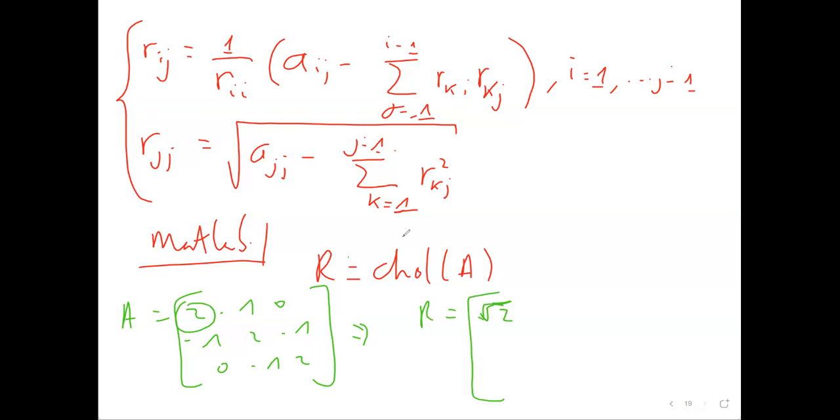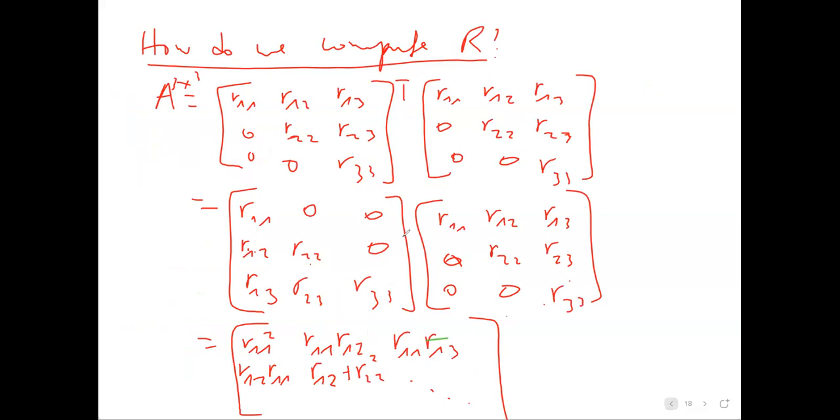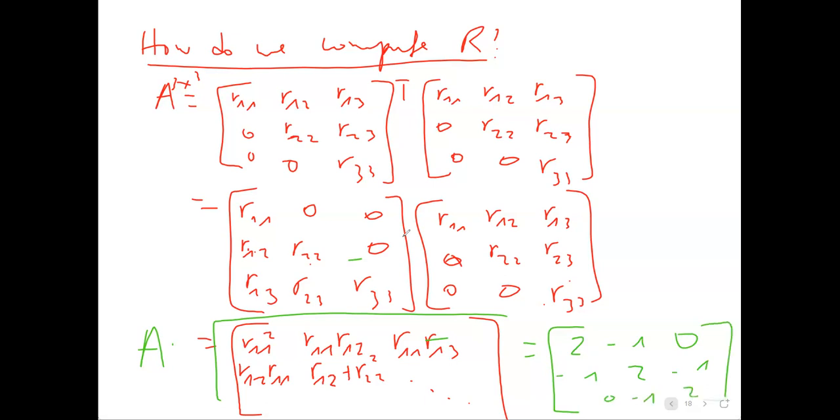Then for the other entries, if we follow this guy here, all we are doing is we expand this matrix and equate it to A. We know the values in A. So to find the R's, for instance, if we equate this to A, and A is 2, minus 1, 0, minus 1, 2, minus 1, 0, minus 1, 2, then we know that this value here corresponds to this one, right? So our R11 squared is equal to 2. And this will give us R11 to be square root of 2.